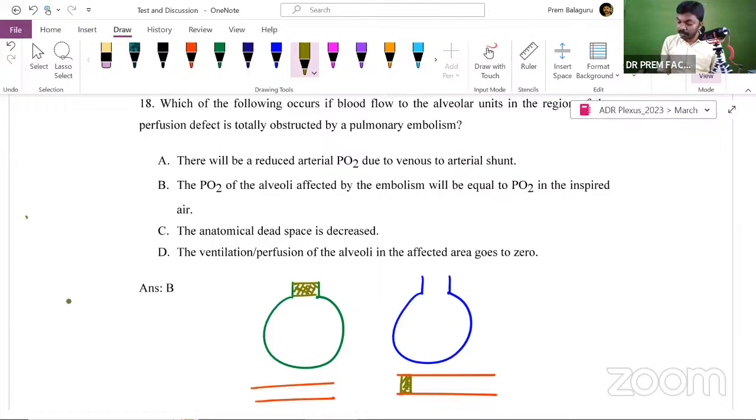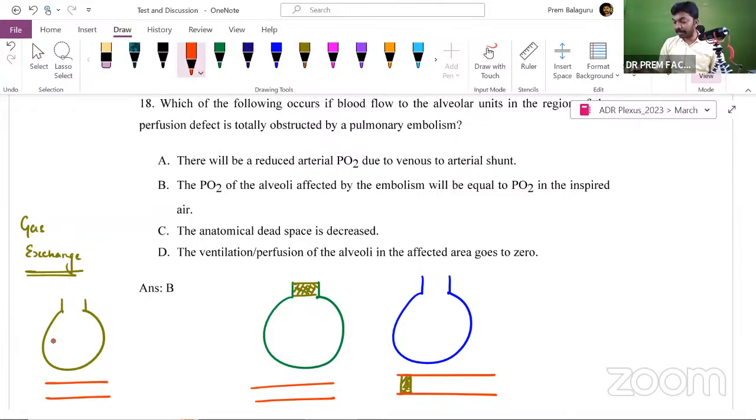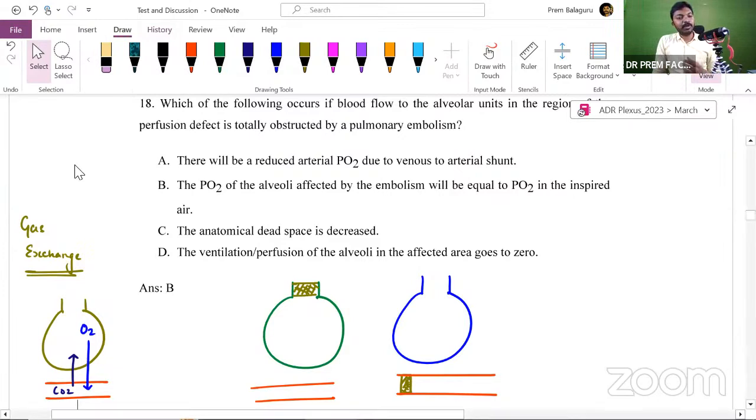You have to be familiar with this term called gas exchange. What do you mean by gas exchange? Take up an alveolus and take up a pulmonary capillary. There must be a transport of carbon dioxide from the capillary to the alveolus, and there must be a reciprocating movement of oxygen from the alveolus to the capillary. So a movement of oxygen from the alveolus to the capillary and a corresponding movement of carbon dioxide from the capillary to the alveolus is what is called gas exchange. Now, what do you mean by dead space?